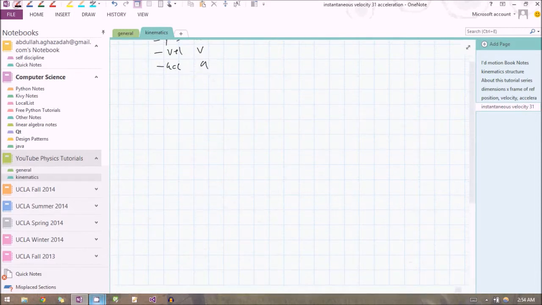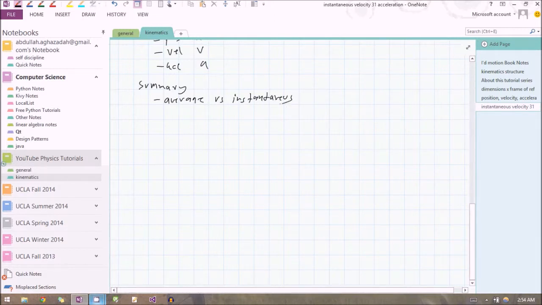I think it's a good idea to create a little summary. Basically we first talked about the difference between average and instantaneous. Instantaneous anything basically tells you the value of that thing at that instant. So instantaneous velocity is going to tell you the velocity at that instant in time. Instantaneous acceleration is going to tell you the acceleration at that instant in time. So there is a difference.